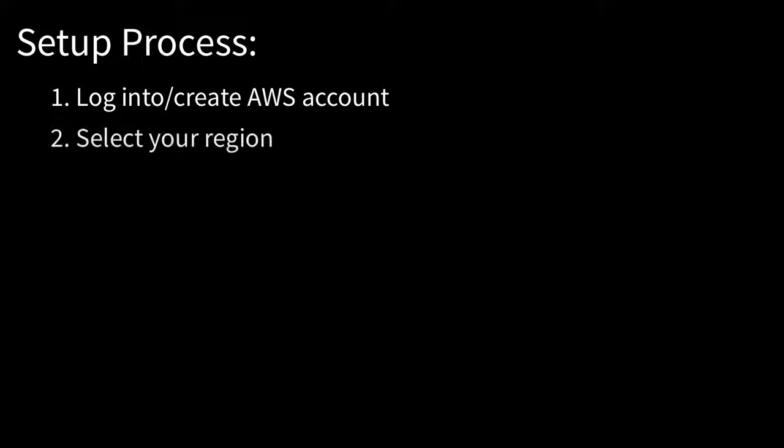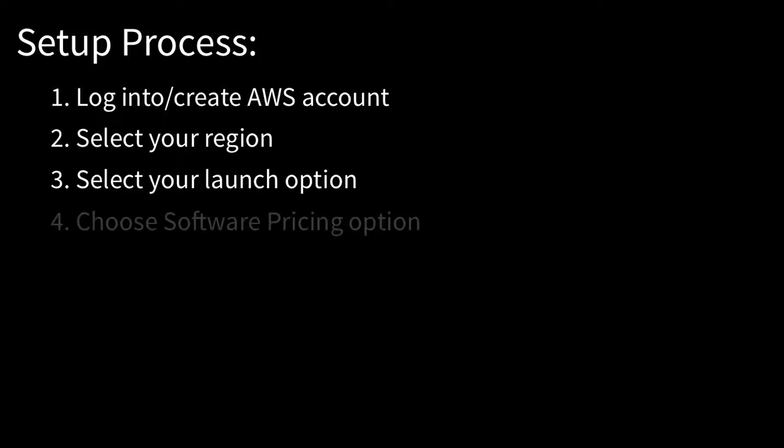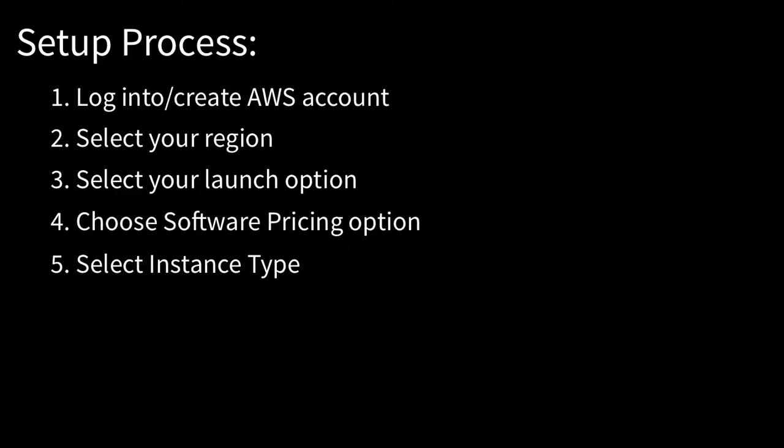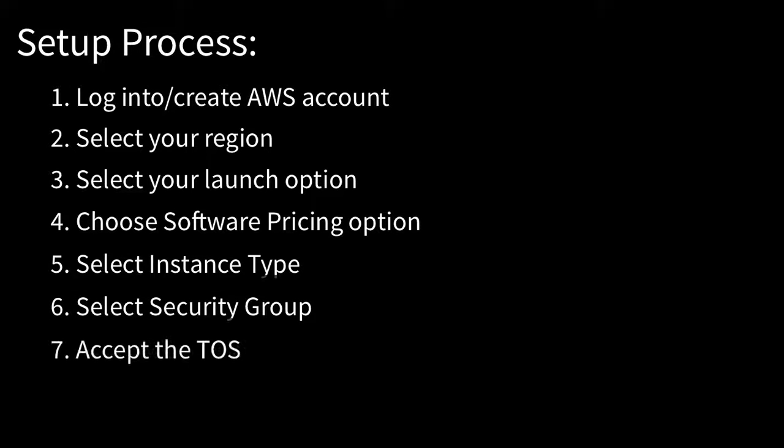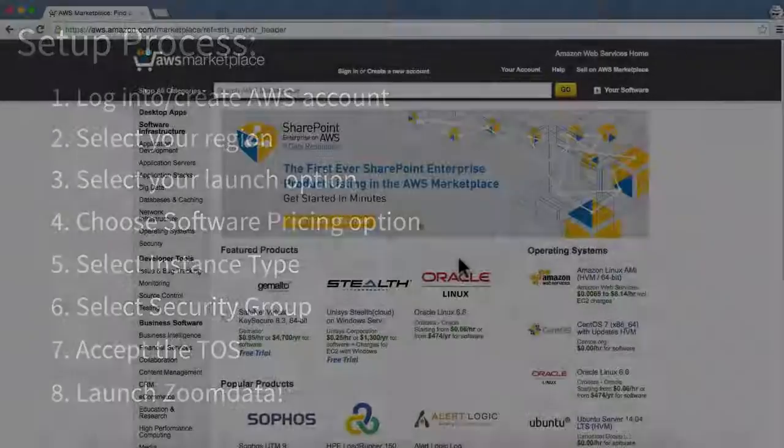Here's an overview of the steps you'll need to take in order to complete the setup process. 1. Either log in or create your AWS account. 2. Select the appropriate region in the pricing details section. 3. Select your launch option. Note that this video walks you through the one-click launch option. 4. Choose a software pricing option. 5. Select an EC2 instance type. 6. Select the appropriate security group. 7. Accept the terms of service and activate. And 8. Launch Zoom Data in your web browser and log in.